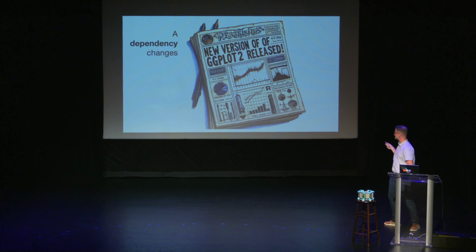So a dependency might change. You have a new version of your favorite package that comes out with amazing new features, but it breaks your code in some way, which is really frustrating, right? So how do you de-risk this?